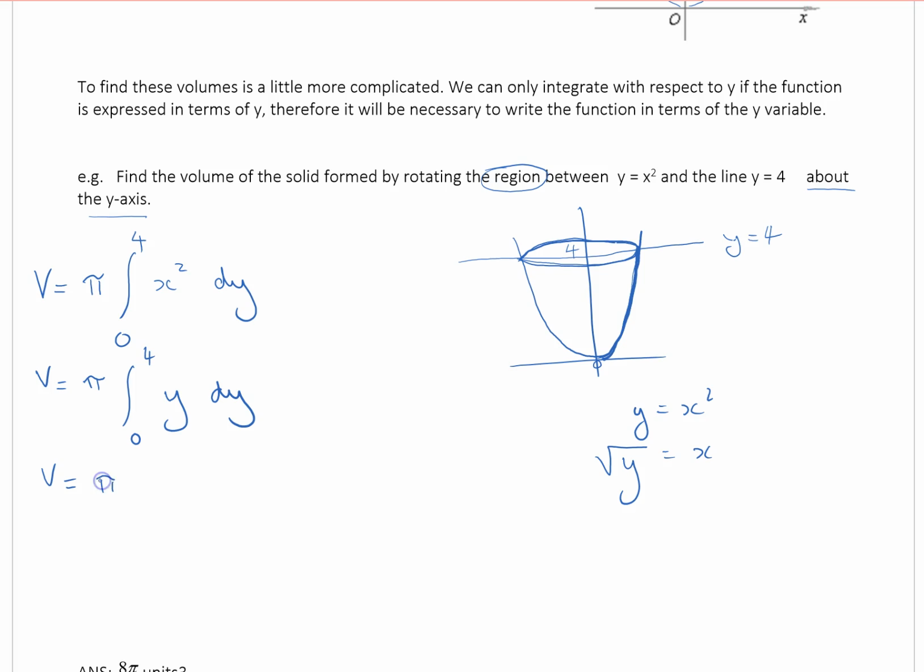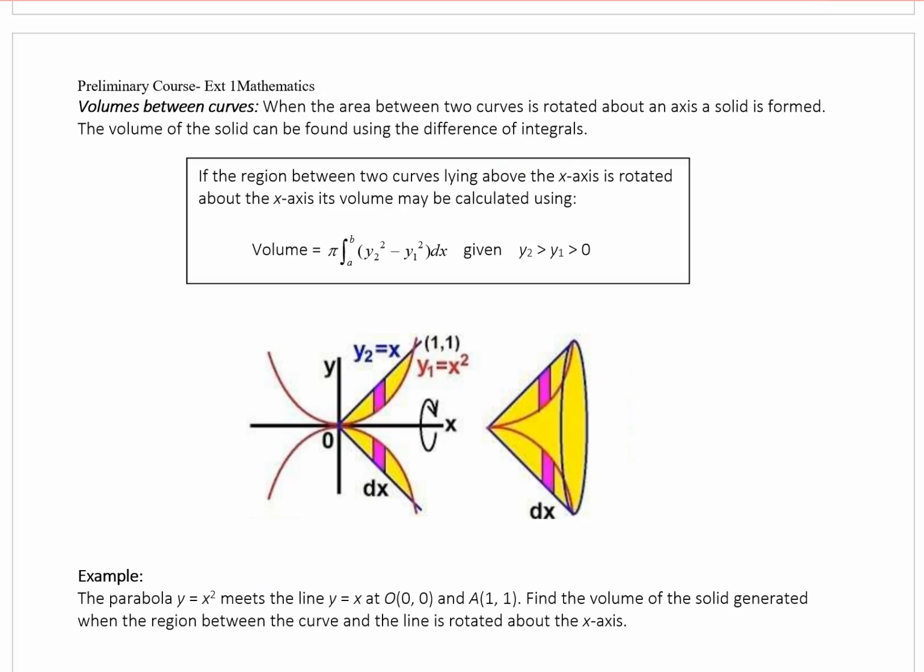Volume is equal to pi times, add 1 to the index, divide by the new index, from 0 to 4. The volume is pi times 4 squared is 16 on 2, minus, and putting a 0 in, pi times 0 is 0, and so we get our 8 pi units cubed. Okay, it does get more complicated than that.